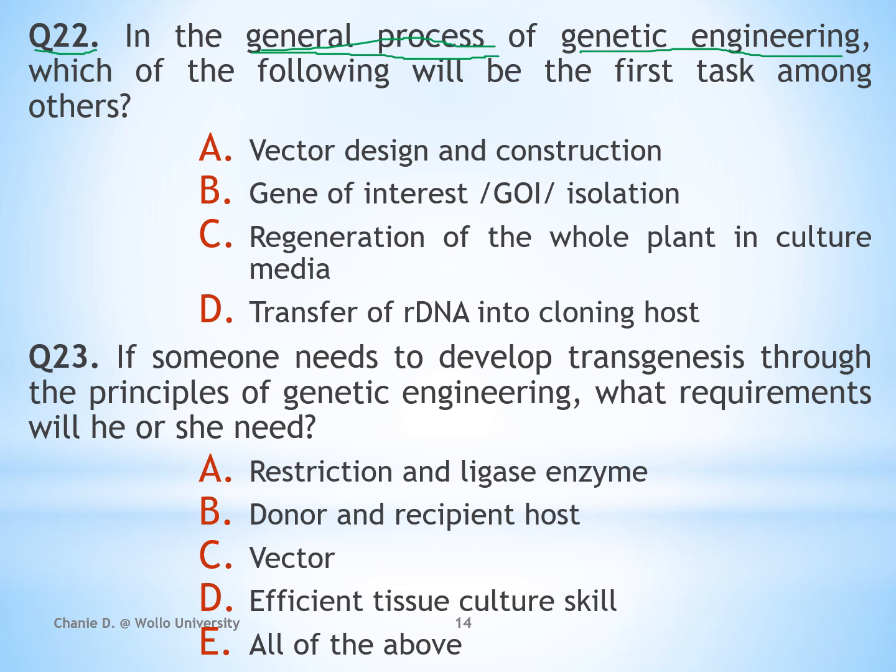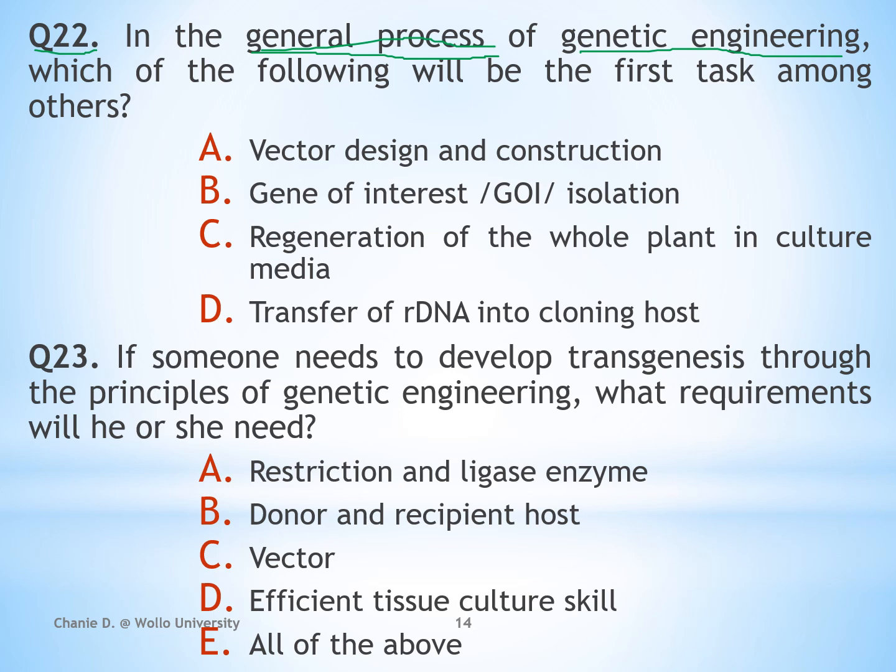After that, we have to prepare the vector to load this gene of interest. Then the vector is designed and constructed, that is the recombinant DNA formation. Vector plus the gene of interest is the recombinant DNA. This recombinant DNA is transferred to the cloning host. So we have to prepare the cloning host before transferring. After having the cloning host, we transfer the recombinant DNA into it.